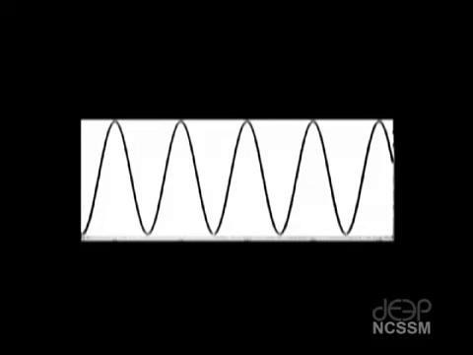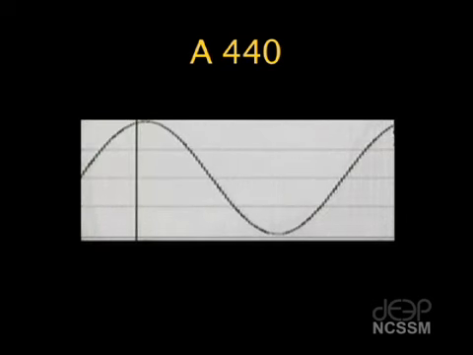To unlock the secret of the number 440, let's go back to a diagram of a sound wave. This diagram represents the pitch created by a violin playing the tuning note A440. In order to unlock the secrets of the diagram, we must zoom in on the wave, just as if we were looking at it under a microscope.